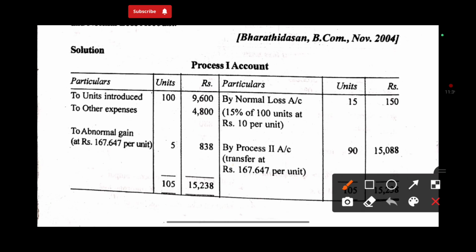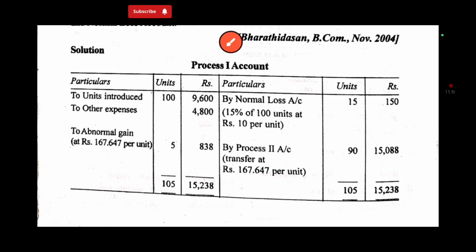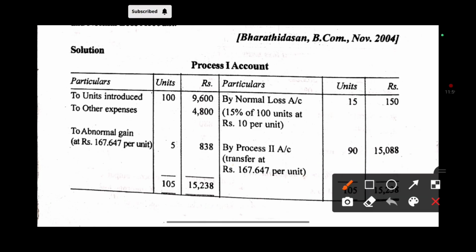Okay, so the cost per unit, you know, 167 rupees 647 paise, is to be multiplied with 90 units. You will get the value of output is 15,088 rupees. Are you clear? Okay, now we are going to add debtor side, that means all the cost what we have on debtor side.